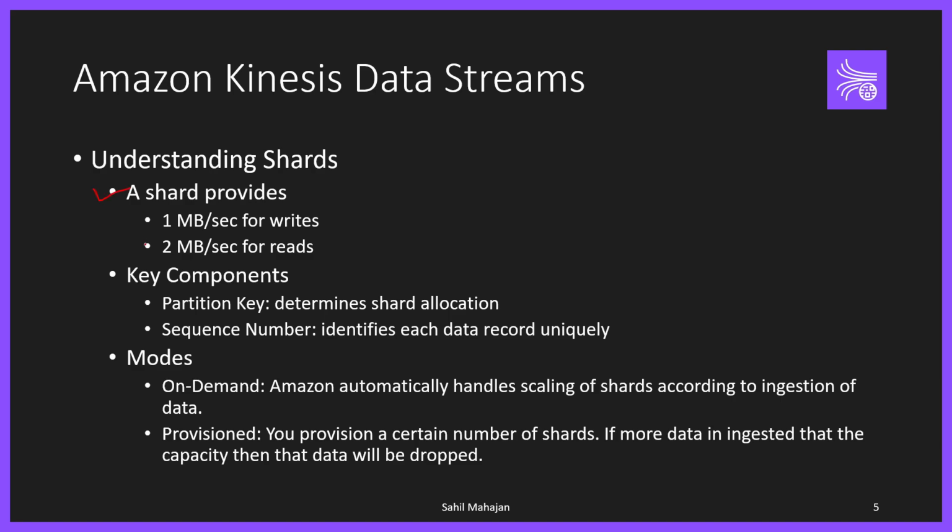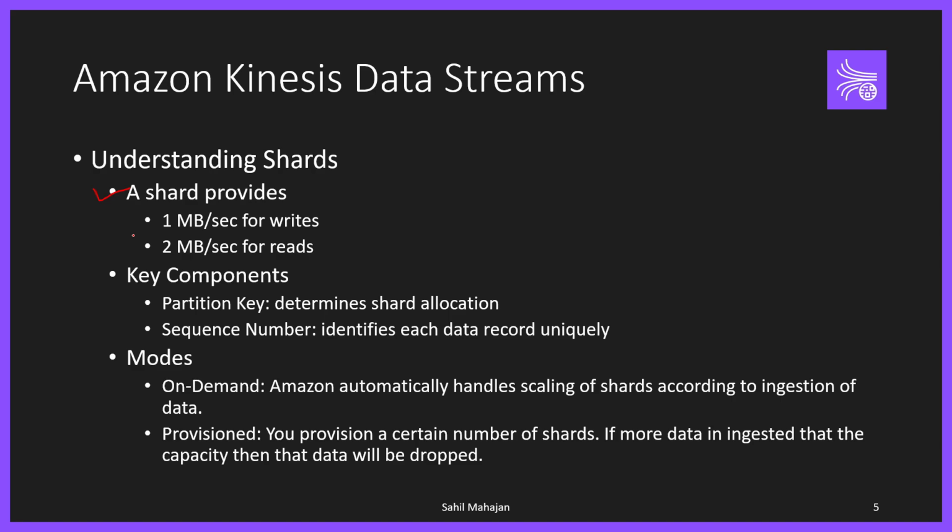A shard provides you 1 MB per second for writes. That is, you can ingest up to 1 MB per second, and you can read up to 2 MB per second from a shard. Each Kinesis stream can have multiple shards or also a single shard. If you have one shard, your stream allows a maximum of 1 MB per second of writes, that is, ingestion of data. Now let's take, for example, a Kinesis data stream that has 10 shards, which means you have 10 MB per second of writes. That is, you can ingest a maximum of 10 MB per second.